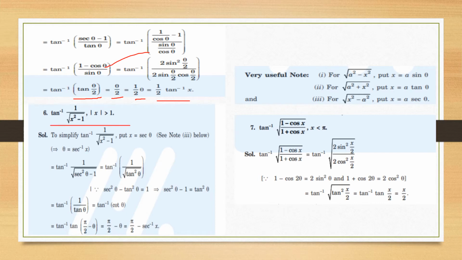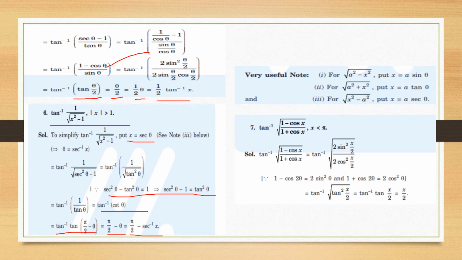So again, the suitable substitution I need to use is that here I'll put x as secant theta, as this tan inverse needs tan from inside. So 1 upon root secant square theta minus 1 means, using this identity, I'll get tan square theta, which is just 1 upon tan theta. This becomes tan inverse cot theta, and because we know that cot theta can be written as tan 90 minus theta, I'll get 90 minus theta, which is 90 minus secant inverse x.